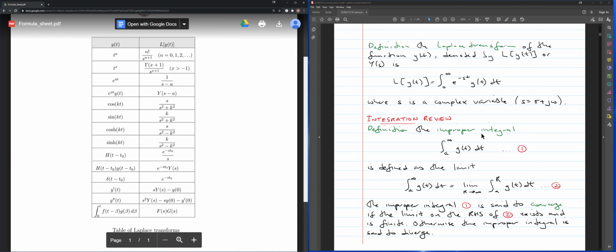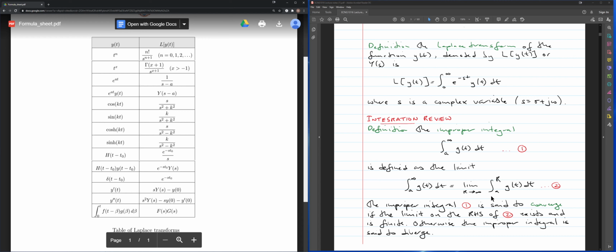Okay, so I have an improper integral which is defined like this. This is not the only type of improper integral, but that's not really relevant for us. We have an improper integral where your top limit is infinity. Now, how do you deal with that? What you do is you replace the infinity sign by r. So your integral of g of t dt from a to infinity, you replace the infinity by r.